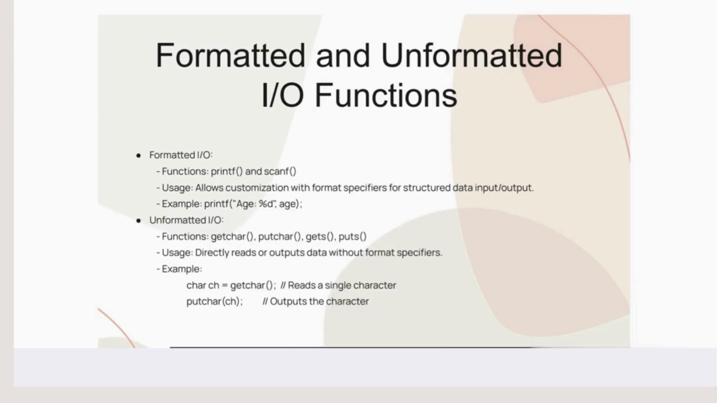There are different types of input-output functions available in the C library. They are categorized into two main types, formatted and unformatted. As we saw in the previous slide, we need format specifiers to print the value of a variable, so those types of functions come under formatted. As you can see, printf and scanf need a format specifier to either print or scan a value from the user. So it allows customization with format specifiers for structured data input or output. You can give a specified data type for it.